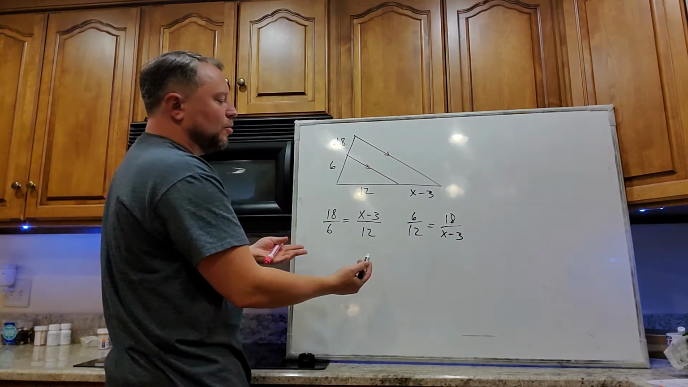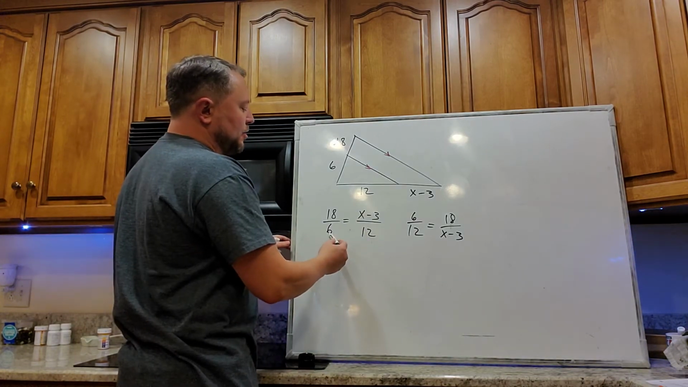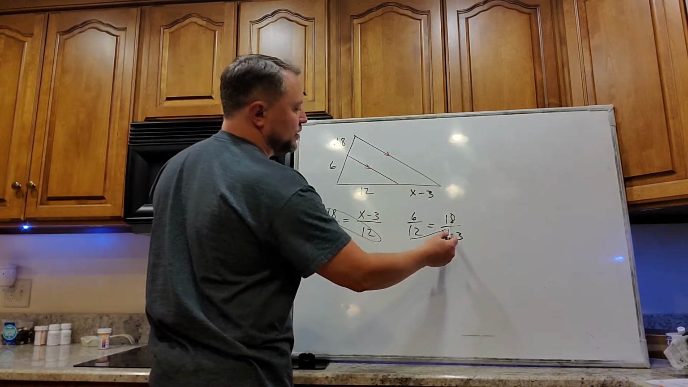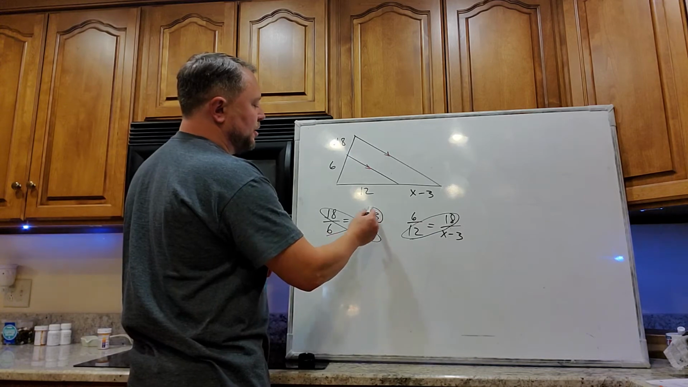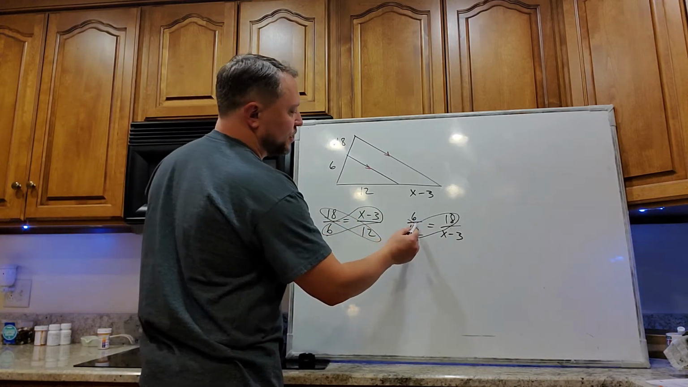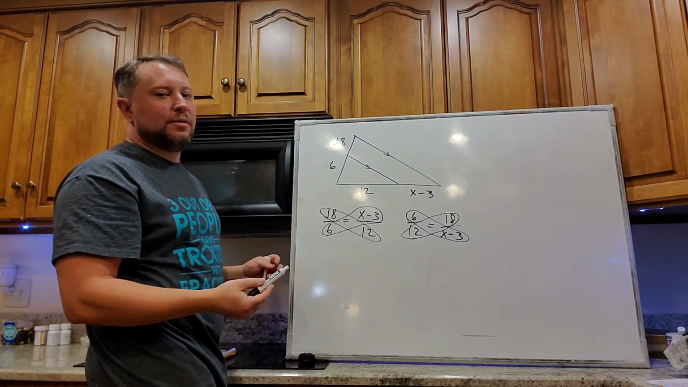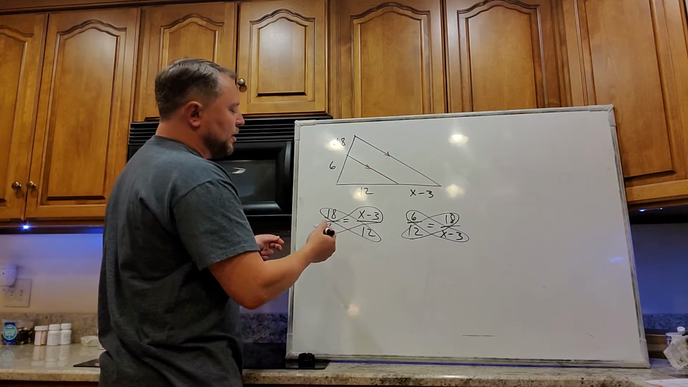Either one's going to work, because look, first step you're going to do is cross multiply. So you're going to take 18 times 12, and you're going to take 6 times all of this. Look, 6 times all of that. So it doesn't matter. Either setup would have worked. And as long as you're consistent in your pattern, it should work. All right, here we go.